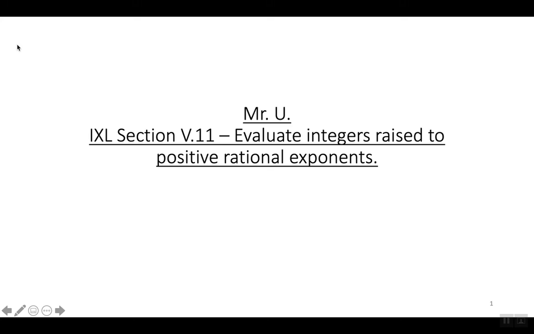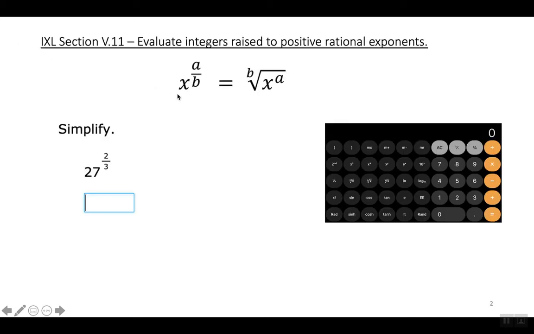IXL Section V.11, evaluate integers raised to positive rational exponents. Today what we're going to have is exponents that are fractions. I'm going to show you how to change them to a radical expression, that means an expression that has the radical sign, and how to simplify it the smart and easy way, okay? So I highly recommend that you pay attention because this may help you out a lot.